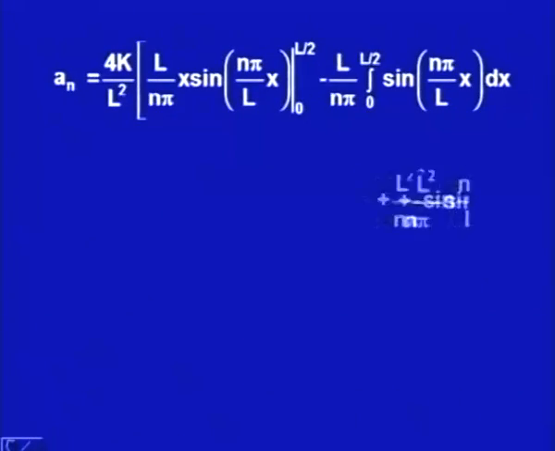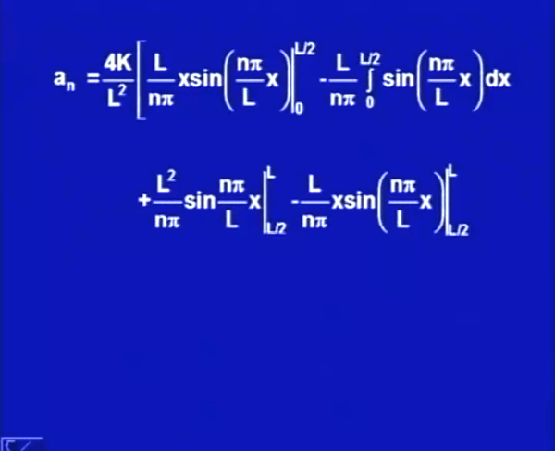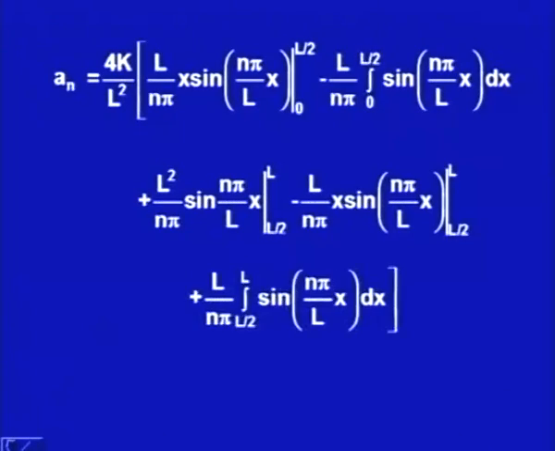This is the first integral. The second integral would be L square upon n pi sin n pi over L x evaluated from L by 2 to L, and minus L by n pi x times sin n pi over L x, evaluated from L by 2 to L, and the integral for this one would be the second part plus L by n pi integral L by 2 to L sin n pi over L x dx.